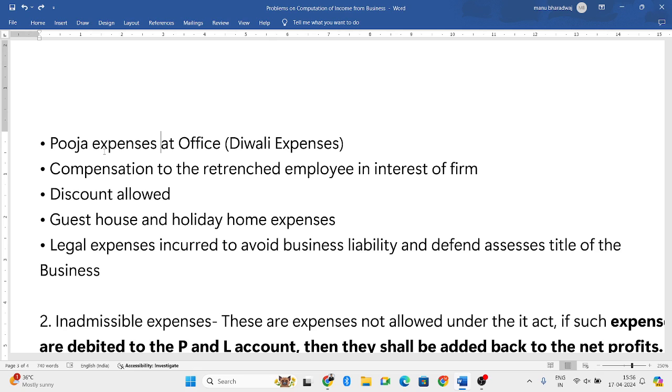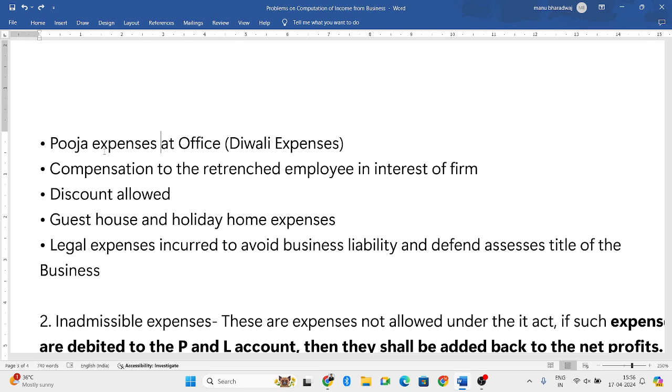If you just send them home suddenly, that is not fair enough. So you pay some amount as compensation because you are terminating the employment. That compensation is also considered an admissible expense. Discount allowed: if you're dealing with a goods and services business, then for your customers you would have given a certain amount of discount, which is an expense for the business, and that can be considered an admissible expense.